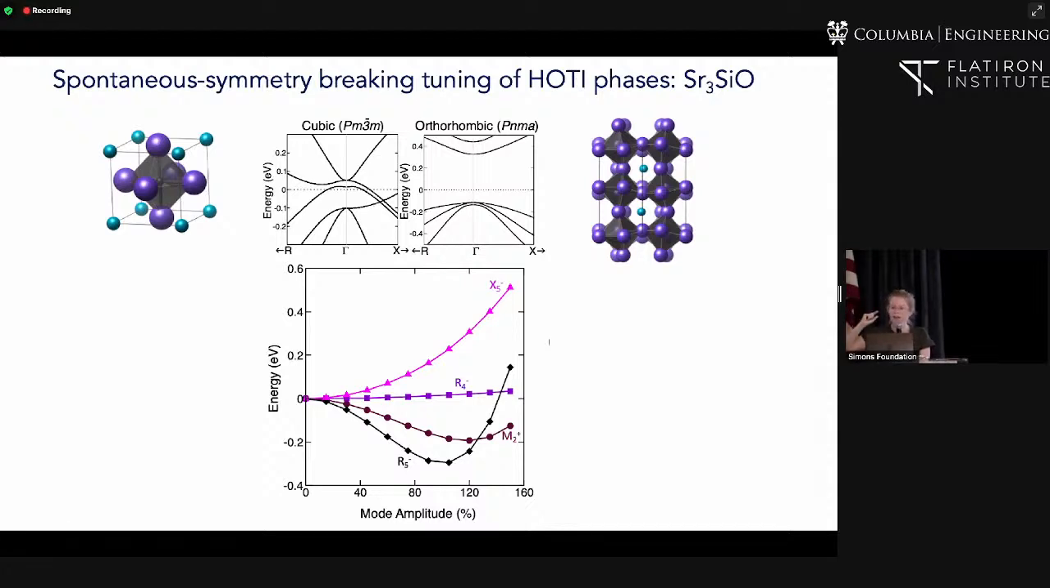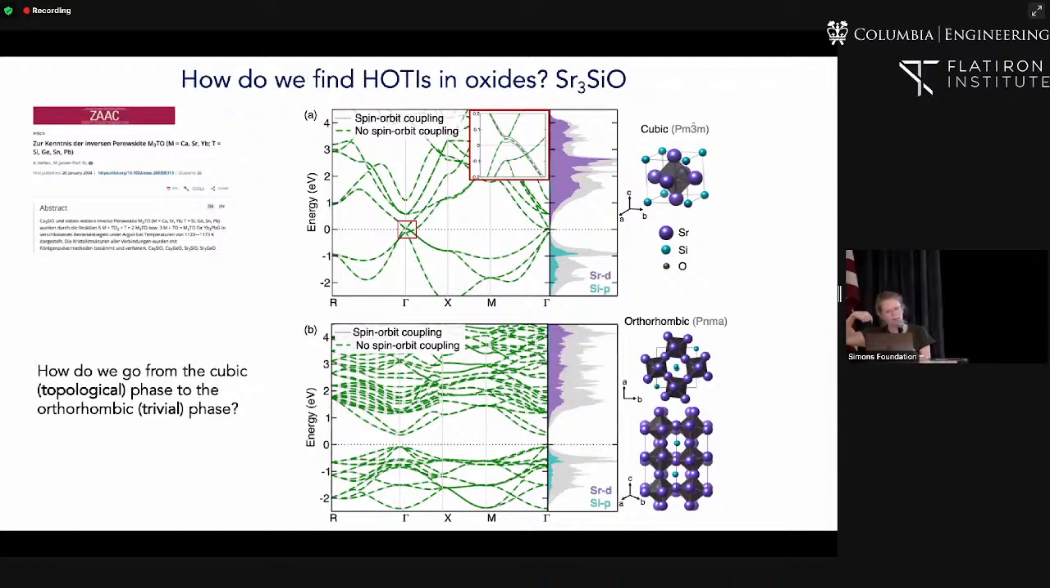The other thing, which I didn't talk about today, is that you can also start tuning the magnitude of the gap by going down the periodic table to increase the spin orbit coupling. So you actually have quite a large chemical space to play with in this system to get that right at the right place. So this crossing is not protected. It's gapped by spin orbit coupling.